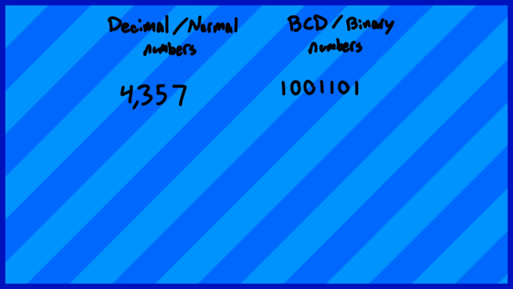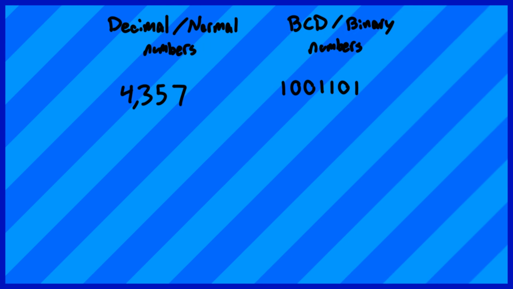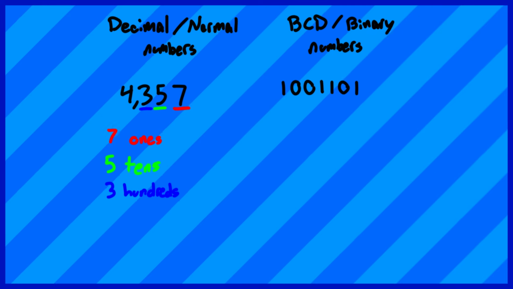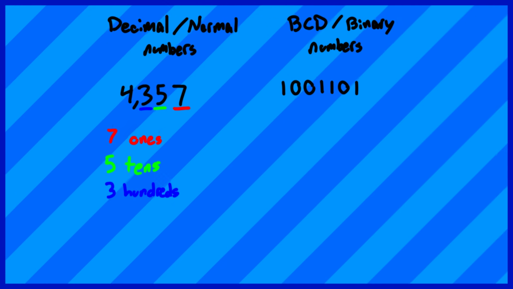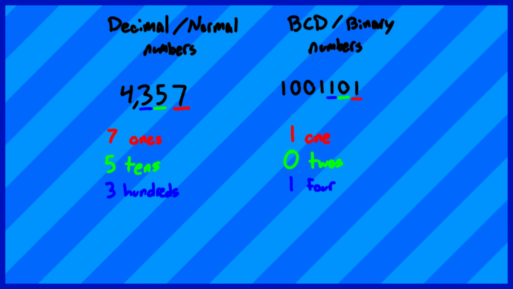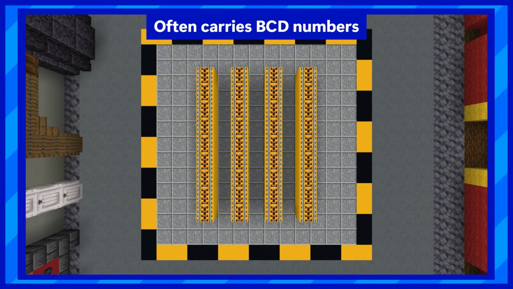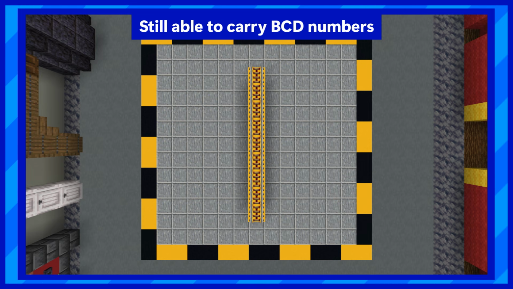So instead of the 3 smallest digits of a number representing how many 1s, 10s, and 100s you have, with BCD numbers they'll represent how many 1s, 2s, and 4s you have. While it's common to use multiple wires to send more data across a distance, with some carefully controlled timing, you can send all of this data through a single wire.